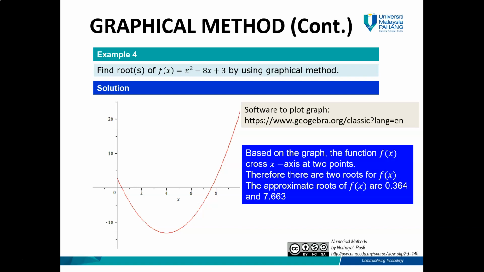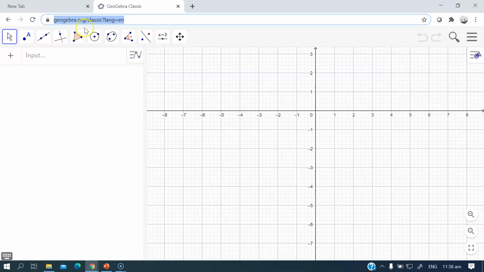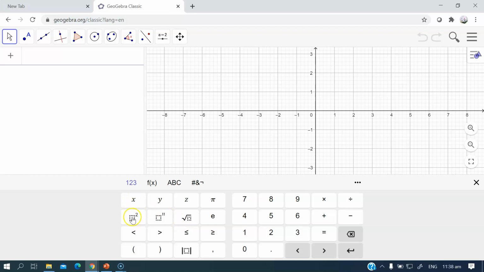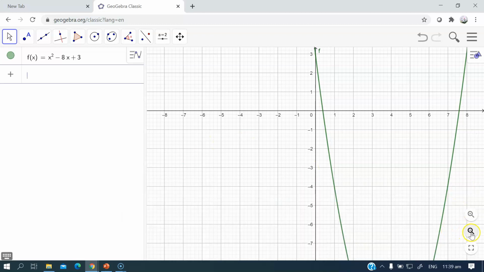So based on that, you will go here to the GeoGebra software, which the link is given here. This is the GeoGebra interface. And if you see previously, we have a function x squared minus 8x plus 3. How to input a function? You can click here. This one is like a calculator. So we can click here. We have x squared minus 8 times x plus 3. So we can see directly GeoGebra will plot a graph for us.